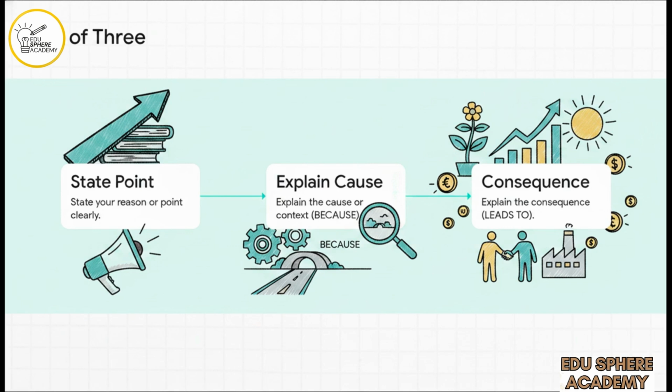Okay, let's see how this actually builds our base. This is the simple, totally repeatable formula that forms the absolute backbone of every single high-scoring answer you're going to write. I call it the rule of 3. Step 1, state your reason or your point. Step 2, explain the cause or the context. Just think of the word because. Step 3, explain the consequence. Think of the words leads to or therefore.